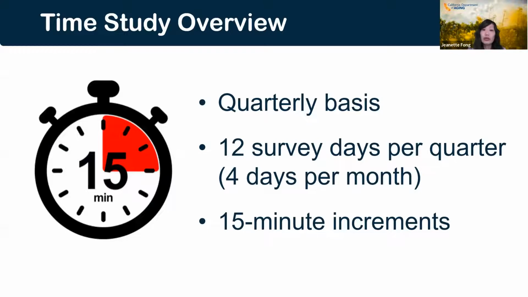So here's just an overview on the time study process. These time studies will be done on a quarterly basis. The good news is that you are not going to have to code your time for every single day of the quarter. The bad news is that you are going to have to code your time for 12 days of the quarter. We've determined that 12 days represents the smallest possible sample size, where if you are coding your time in 15-minute increments throughout the day, it gives us a good enough sample where we can say, okay, those 12 days are representative of how you spend your time for the entire quarter.